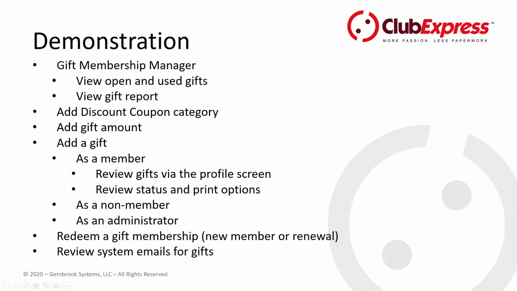So today we're going to be doing a couple of things. I'm going to show the gift membership manager, which is a manager like the membership manager or the non-member manager or the email manager or whatever. We'll take a look at open and used gifts. Open just means they haven't been used yet. We'll take a look at a gift report. We're going to add a discount coupon category because these are really kinds of discount coupons. And so either we'll add one or we'll just use one that's already there.